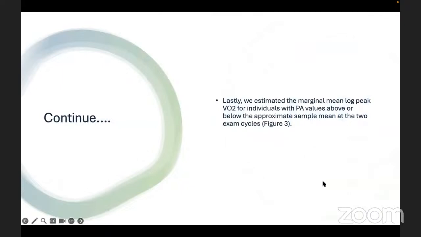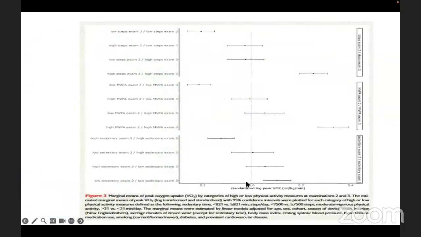So lastly, we estimated the marginal mean log peak of the oxygen consumption for individuals with physical activity values above or below the approximate sample mean at 2 exam cycles. Continue, please. This figure also shows the relationship of the standardized log peak of the VO2. As we can see, the high positive effect is shown for the high steps per day in exam 2 and 3, and the second one is the high MVPA exam 2 and the high MVPA exam 3. Next, please.